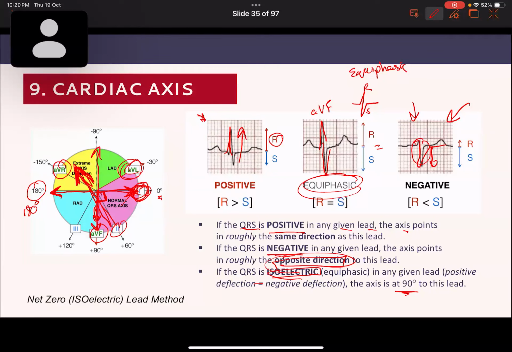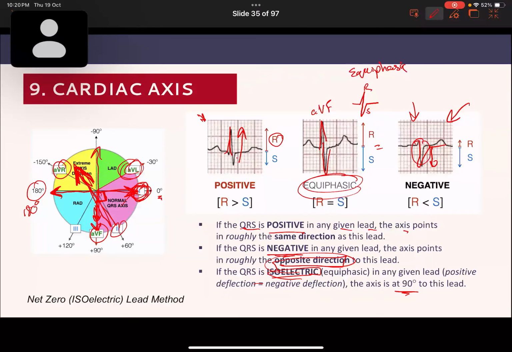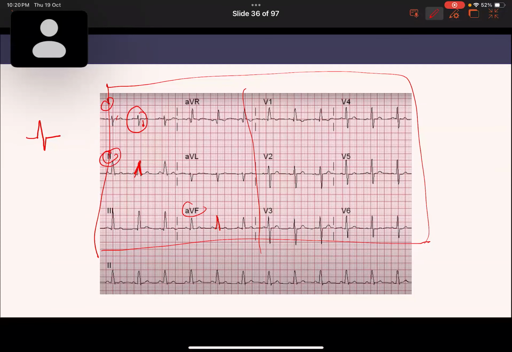Can we have another example? Okay, sure. Let's say that, for example, lead 2, if this was a different ECG and lead 1 was normal and lead 2 was positive, we said that if the QRS is positive, then the cardiac axis is going to point in the same direction as this lead. We're focusing on lead 2 and it's positive.